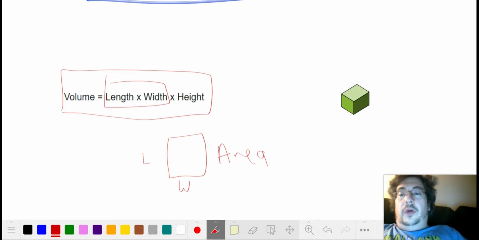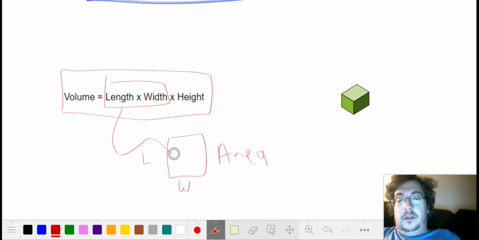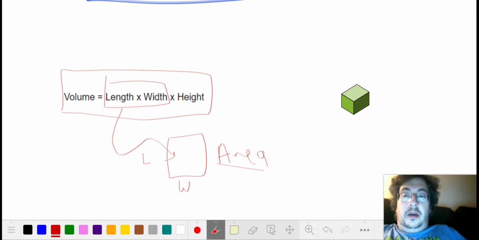So volume is length times width times height, but we can also think of volume as area, since that's what length times width really is, times height.